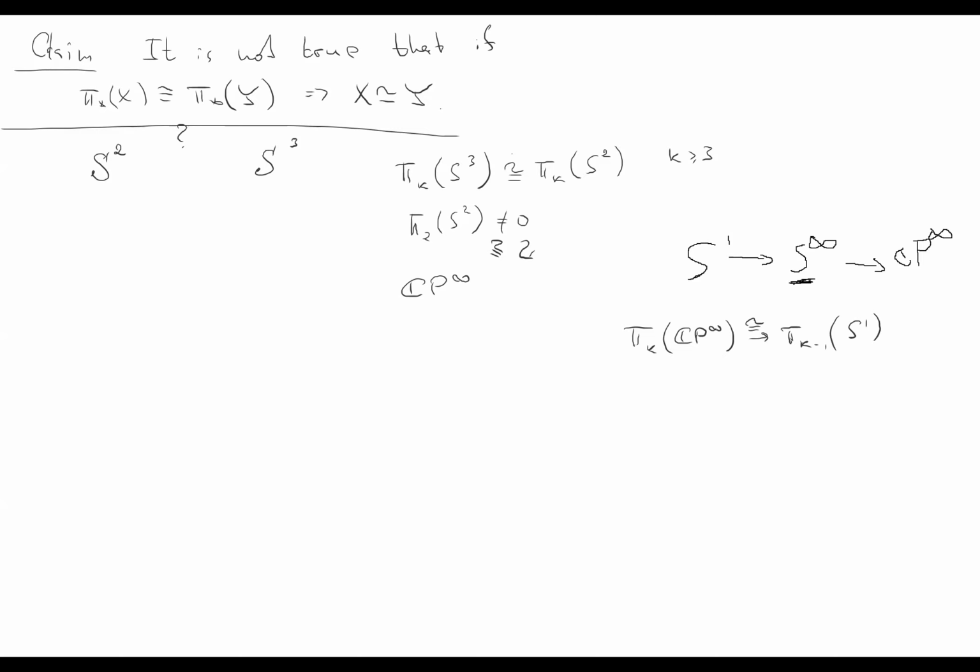Okay, so therefore pk of CP infinity is Z if k is equal to 2 and 0 otherwise.